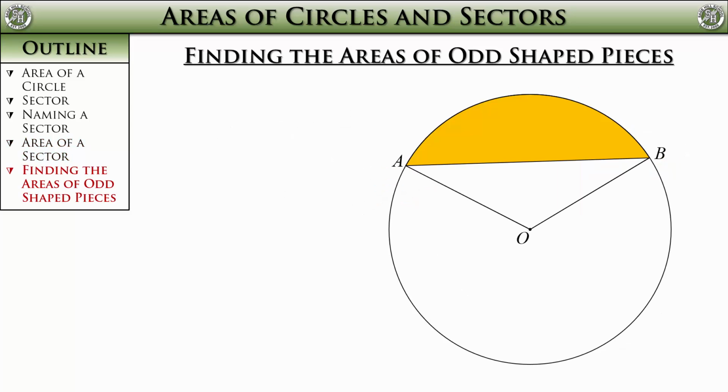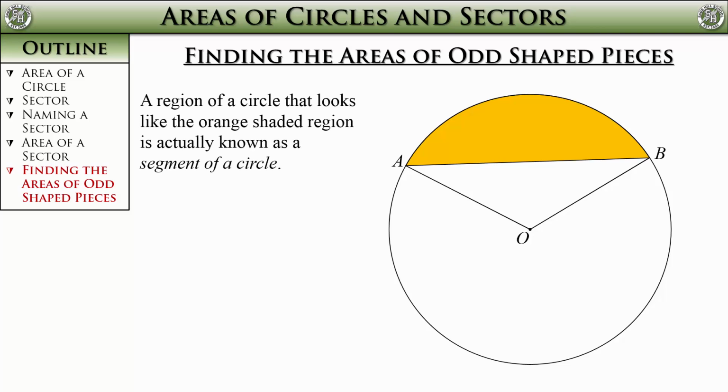This section will also have you finding the areas of some odd-shaped pieces. I have shaded in an orange section that you might be asked to find the area of. The region of a circle that looks like the orange shaded region is actually known as a segment of a circle. I'm actually surprised there's a specific name for such a specific shape in a circle, especially since that shape doesn't come up all that often, but it has a name.